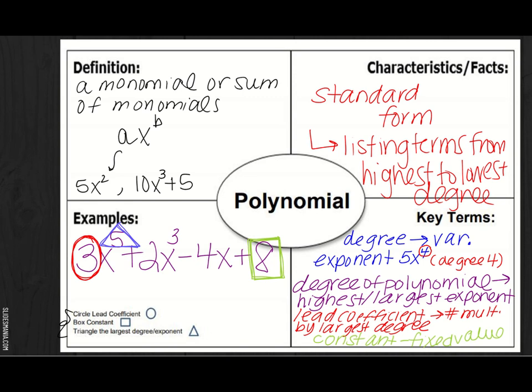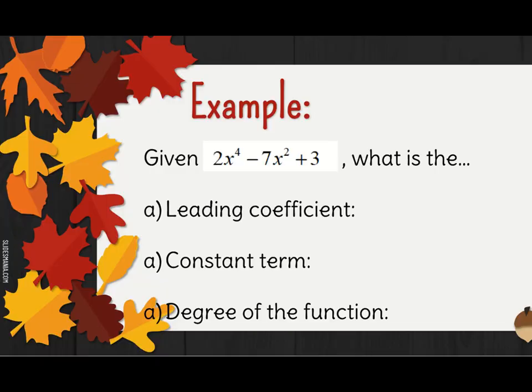So let's look at some examples on polynomials. All right, given 2x to the 4th minus 7x squared plus 3, we want to know what is the leading coefficient, the constant, and the degree of the function. So go ahead and copy down that polynomial, and then we're going to go through and answer these questions. So what is the lead coefficient? Well, this is in standard form because our exponents go 4, 2, 0. So they go in order.